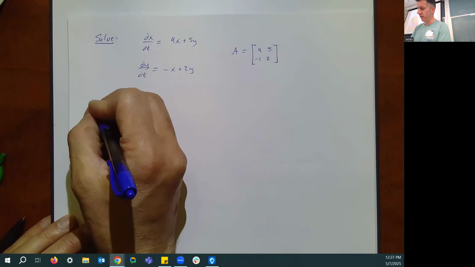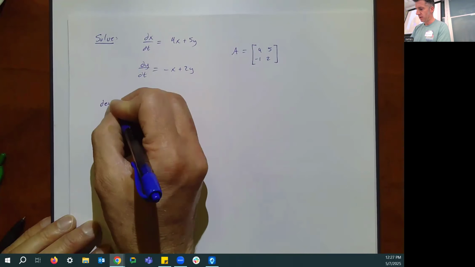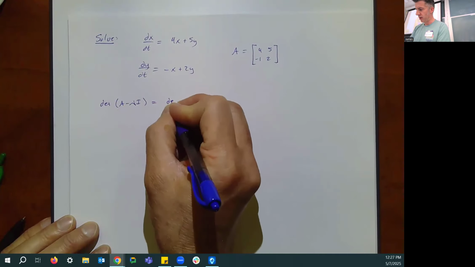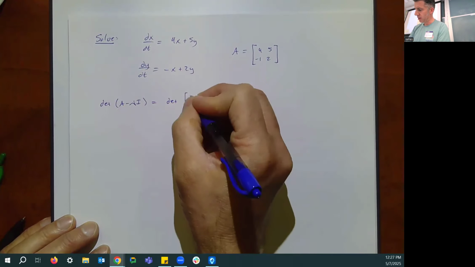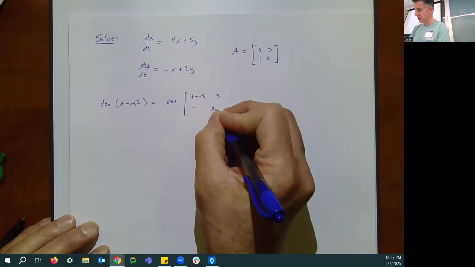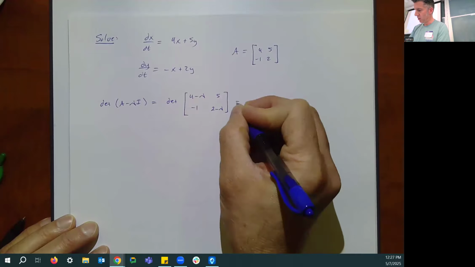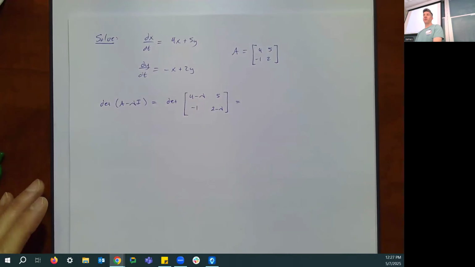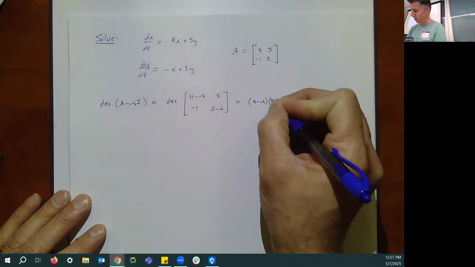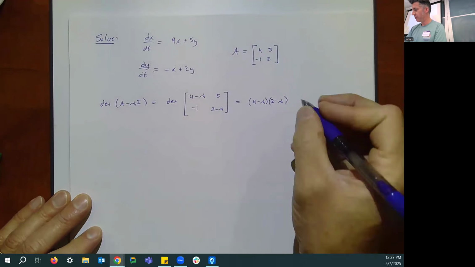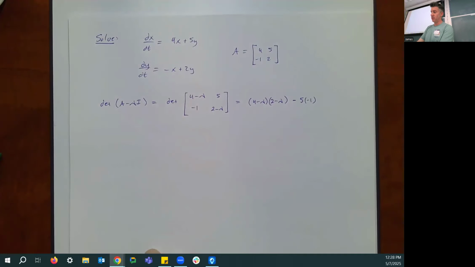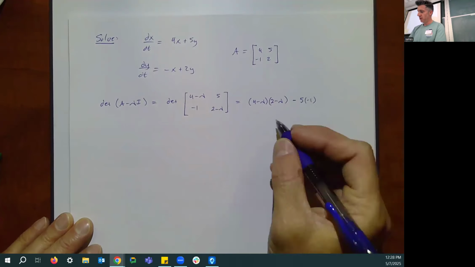So to find the eigenvalues, we're going to take the determinant of A minus lambda I. That's going to be the determinant of the matrix 4 minus lambda, 5, -1, 2 minus lambda. We do the usual thing again. You can find the eigenvalues in whatever way you want. I'm partial to just doing it the normal-ish way, for lack of a better way of saying it. So here's my determinant. It's 4 minus lambda times 2 minus lambda minus 5 times -1.